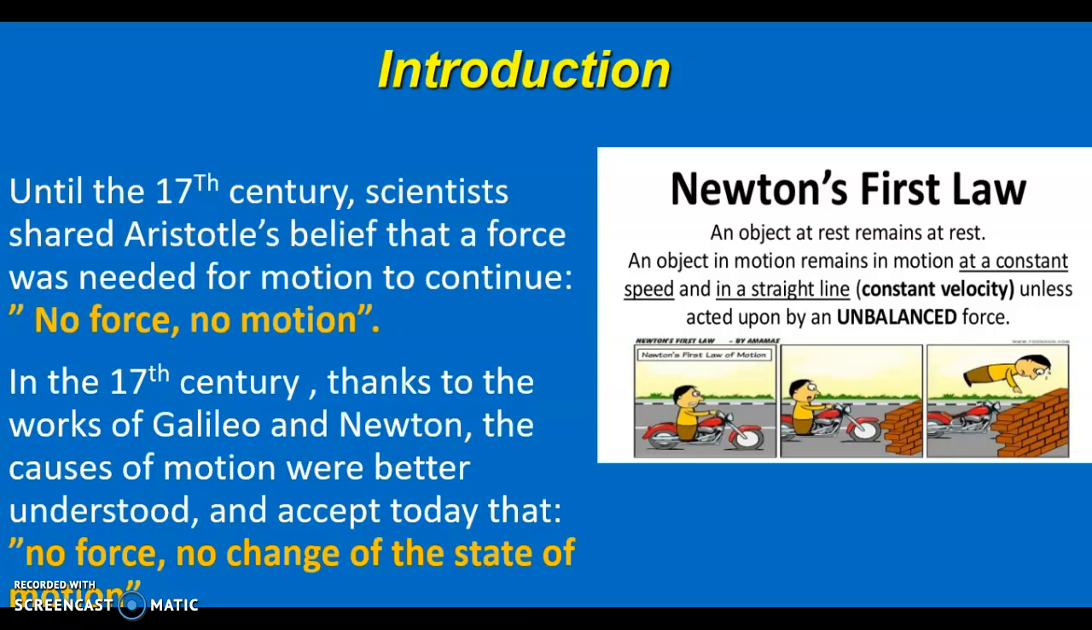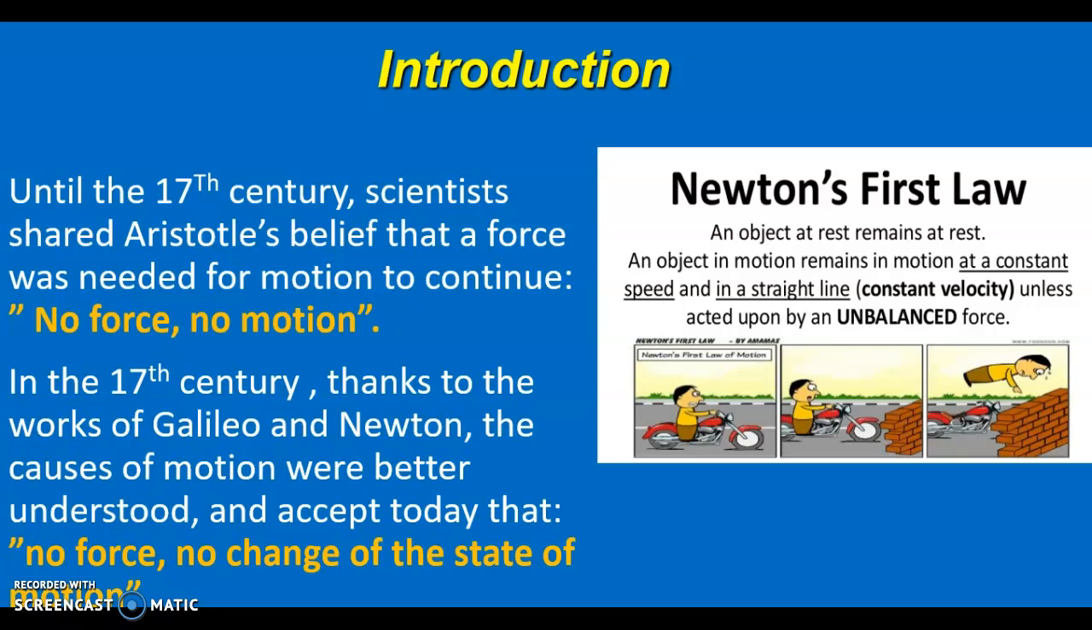Newton's first law says an object at rest remains at rest, and an object in motion remains in motion at a constant speed and in a straight line, or constant velocity, unless acted upon by an unbalanced force. So if you consider the man on the bike, he is in motion, and there are forces acting on him, and still he's in motion. But the point is that the forces acting on this object are balanced. So we have the normal reaction of support and the weight. So the forces here are balanced. Though the sum of forces is zero, still the object moves at its constant speed.